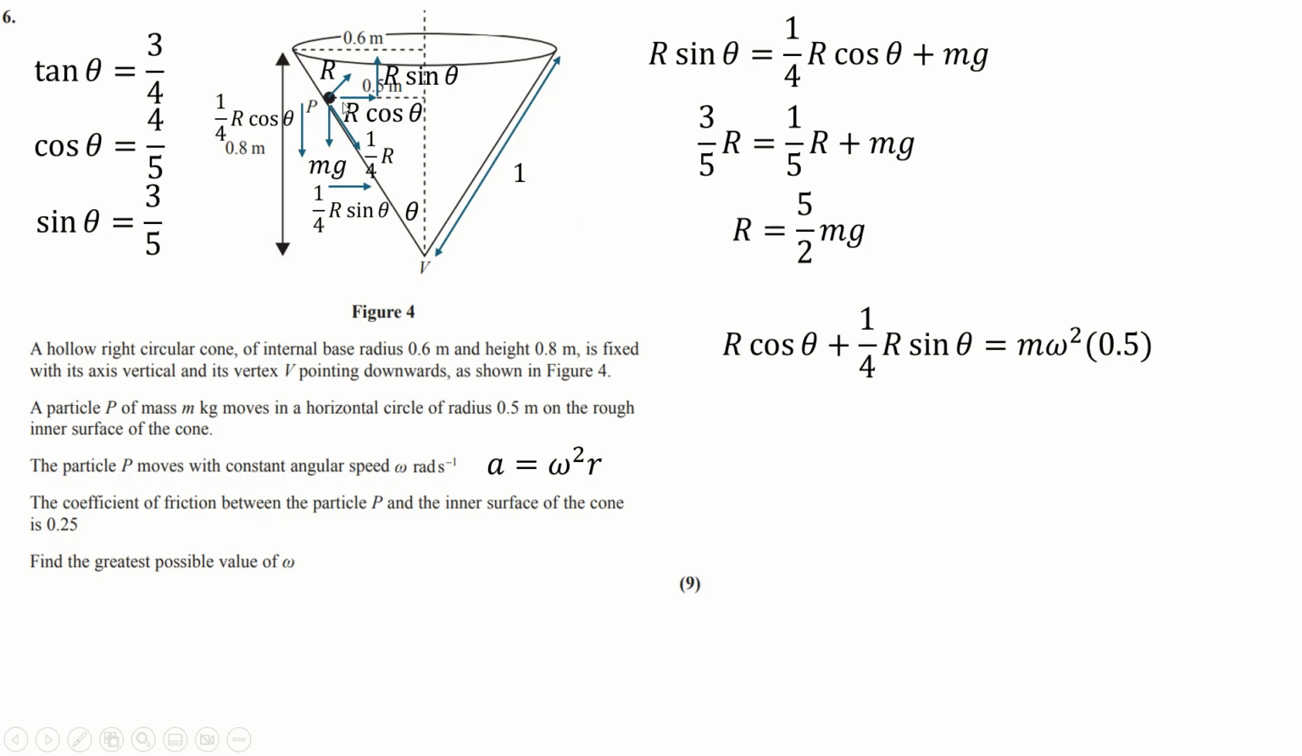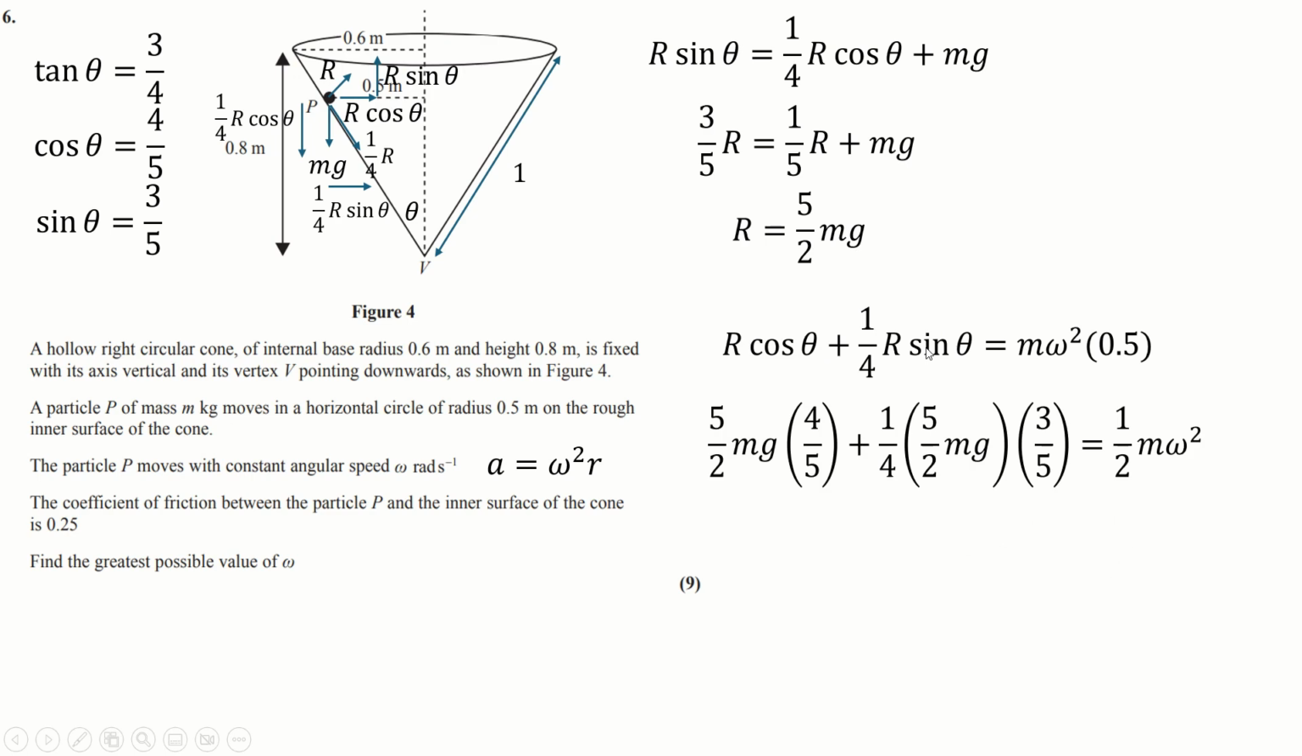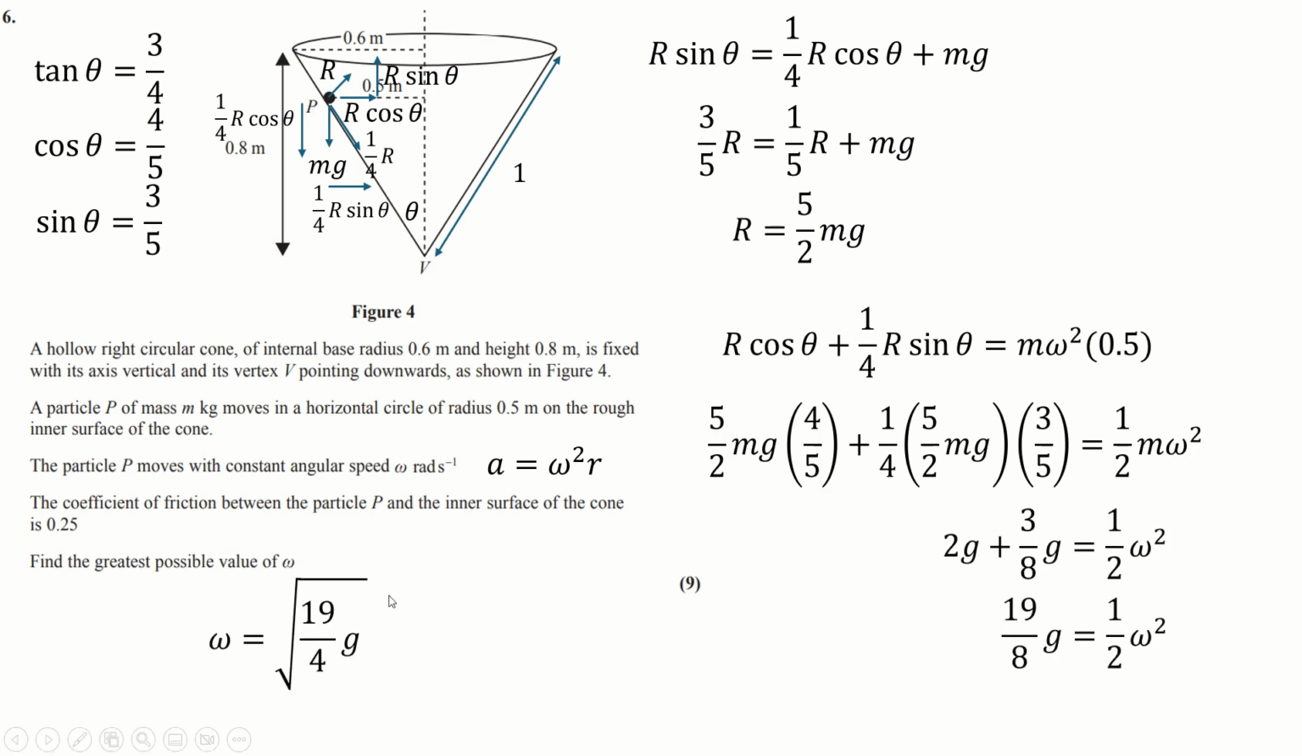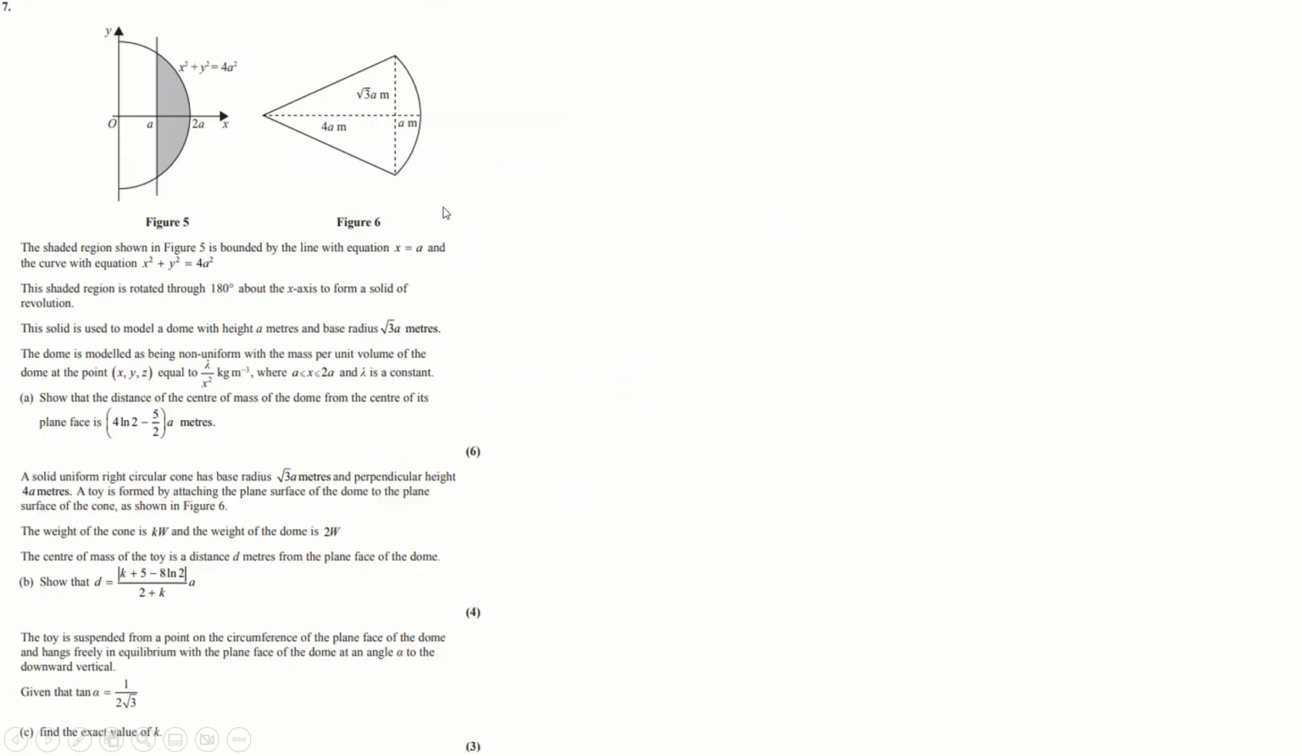r is just 0.5, because the circle it's travelling along has radius 0.5. And R is 5/2 mg, with cos theta and sine theta known values. You put them all in, and you end up figuring out that omega at its greatest is this, because at its greatest, the frictional force is acting at its largest possible value, which is what we assumed when I put this value in here. So this gives the greatest value of omega without the thing slipping up or down. Good.